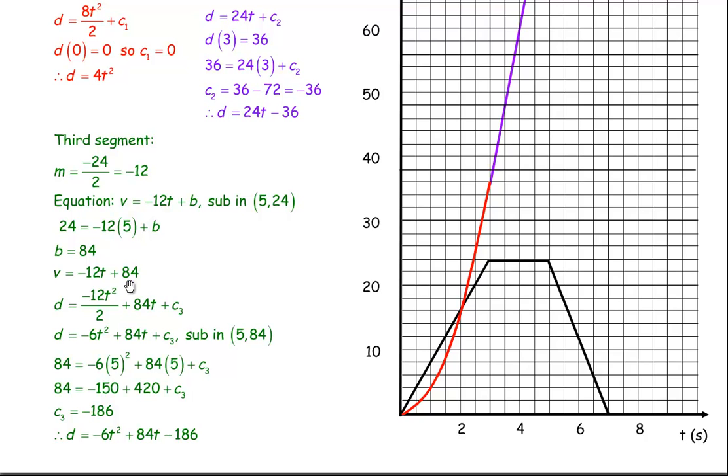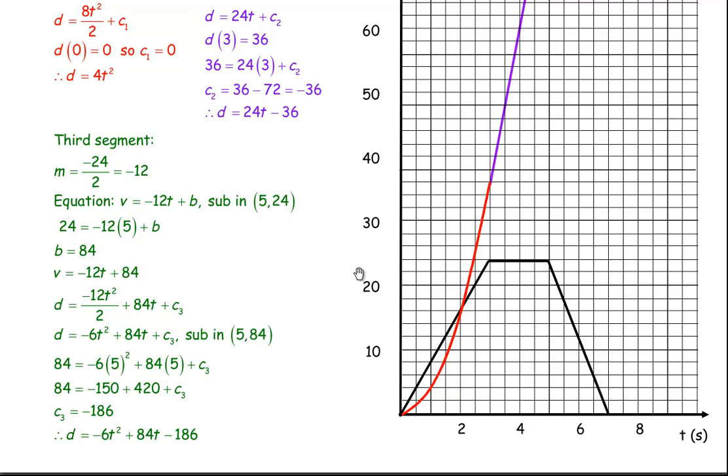Well, now I need to find the displacements. I need to find the antiderivative of this, or what do you differentiate to give you negative 12t plus 84. So we do that opposite of the power rule thing. So we add 1 to the exponent, which is 2, and then divide by the 2. The derivative of 84t is 84, so this has to be 84t here. Plus I'll call it constant c3. Now this simplifies to negative 6t squared plus 84t plus c3.